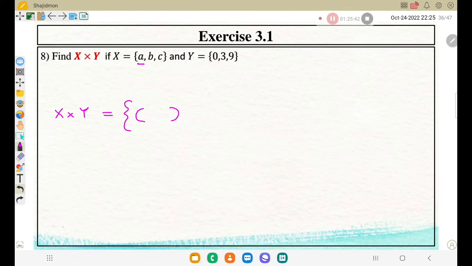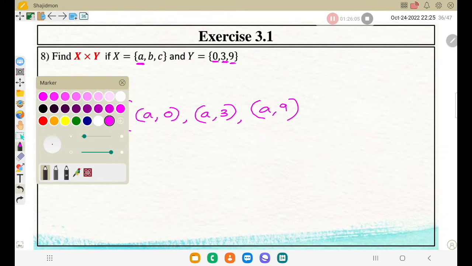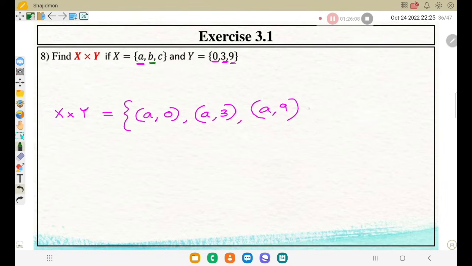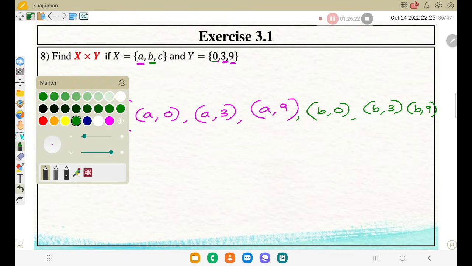So take the first element here, a, comma, first element here, 0. Now the second element, same a, here the second element, that is 3. Then the ordered pair, same a, here the third element: a, comma 9. Hope you understood. Then go to b now. Here b, first element 0; then b, comma 3; then b, comma 9. Correct? After that go to c.